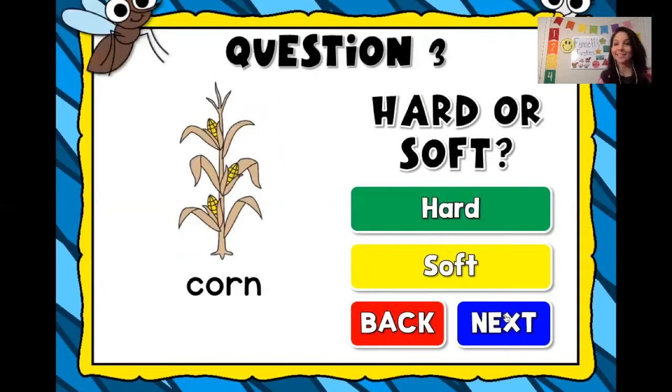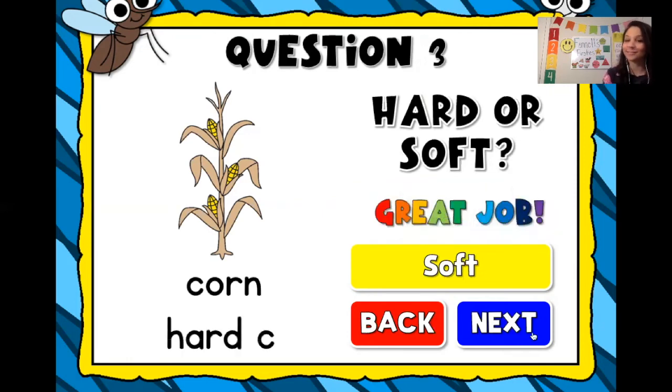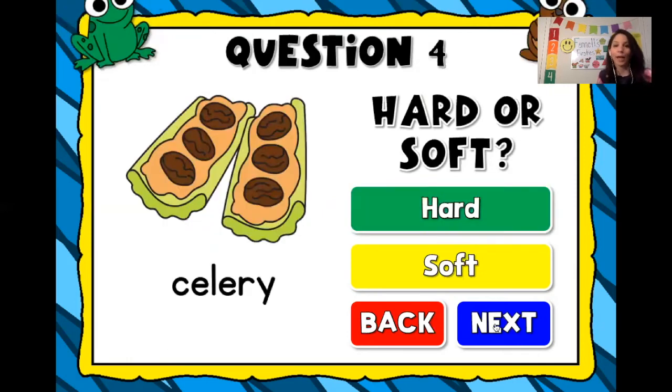What word is this? Corn. Hard or soft? Hard. O follows the C, so it says corn. Hard. Okay. What is this? It's not ants on a log. It's celery.